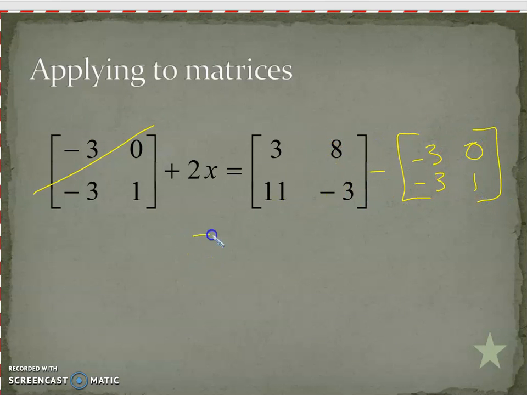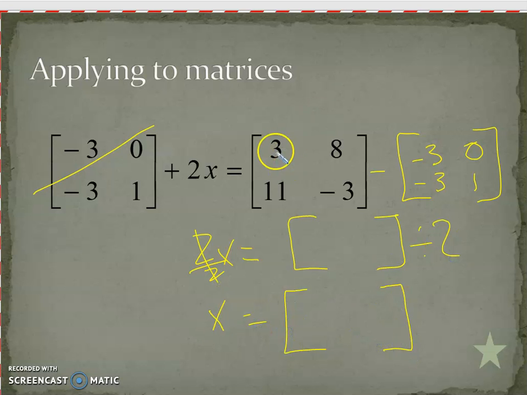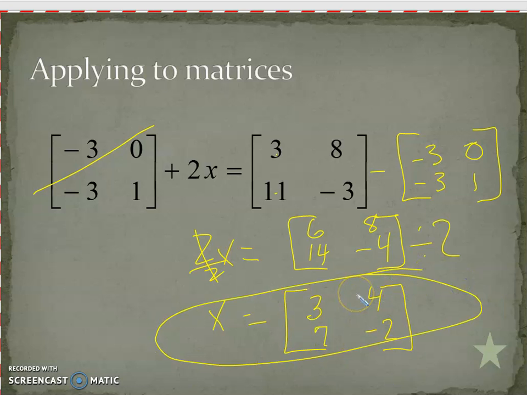Do the math here. Get that new matrix after you subtract, and then divide by 2. So take that answer and divide it by 2, and that will be your new matrix. So if we do 3 minus -3, that's 6. 8 minus 0 is 8. 11 minus -3 is 14. And -3 minus 1 is -4. Then we would divide by 2 all the way through the matrix, and this would be our solution. Okay?